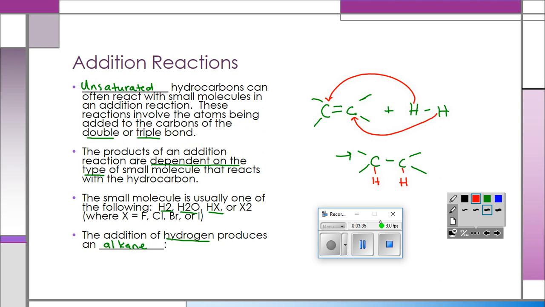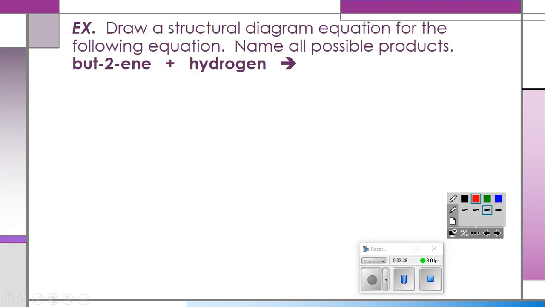So if we look at a real example of this happening, one of the things that you might be expected to do is to predict what the product will be. And not just in general, it'll be an alkane, but specifically what would the name of the product be. So if I take but-2-ene, that would be 4 carbons with a double bond between carbon 2 and carbon 3. That means there are 3 hydrogens here, 1 here, 1 here, and 3 over there. So that's my but-2-ene.